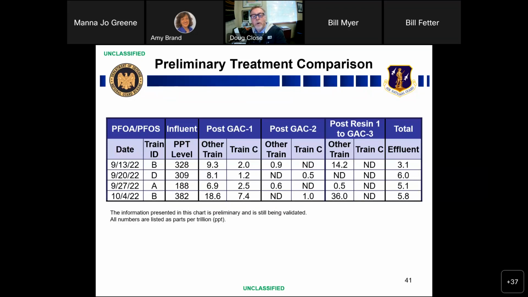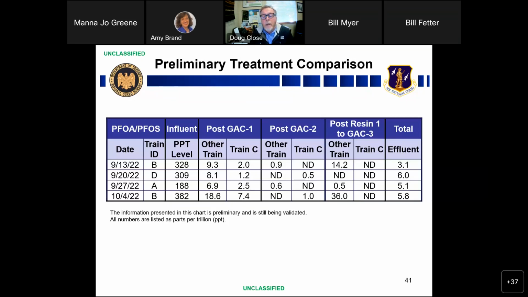So this is towards the end of the month of September. I really want you to look at the post-resin 1 and GAC 3 number. Our all carbon treatment is getting no detect as it leaves the post-resin location or that third vessel, which is unlike some of our other vessels that are showing some high breakthrough, in train B specifically.